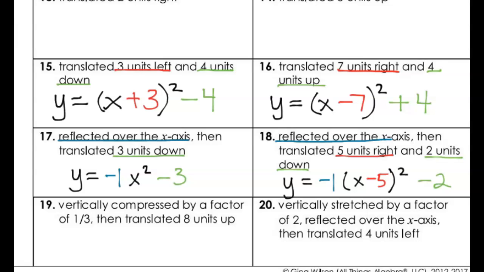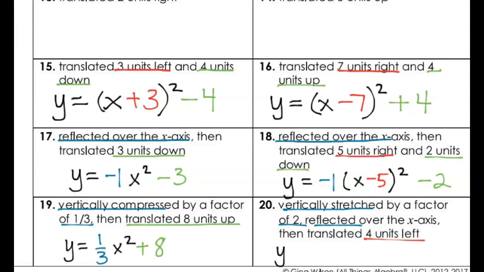All right, so then the last two are a little bit challenging. There's a lot going on here, so let's take a look at those first. And so first, they've given us that it's vertically compressed by a factor of 1/3, which means it's going to be multiplied by 1/3, and it's translated 8 units up. So there's no shifting left or right, so h is going to be 0. So we end up with positive 1/3 times x squared plus 8.